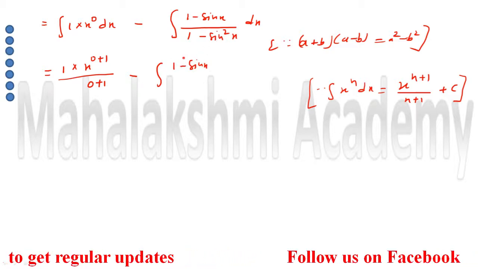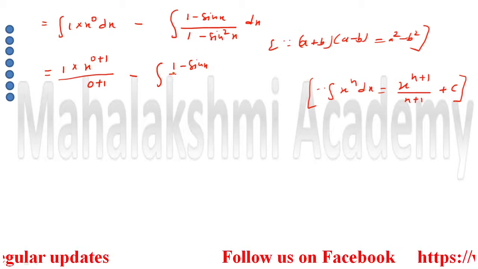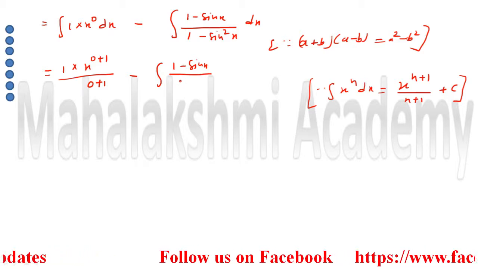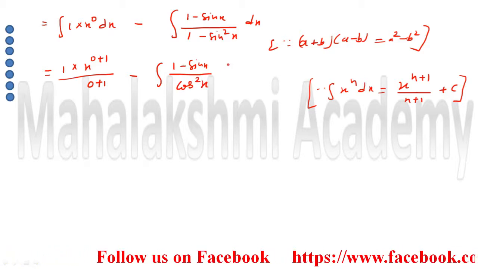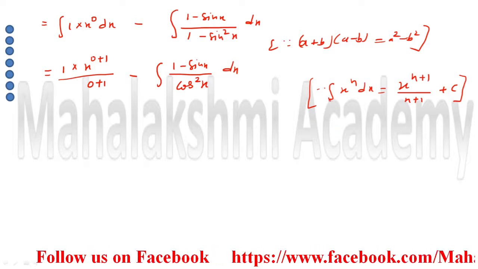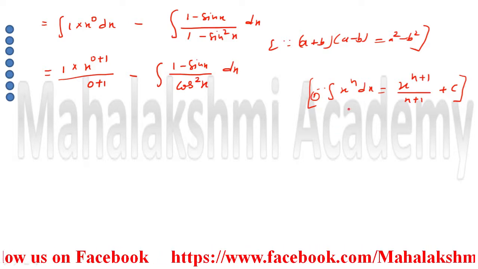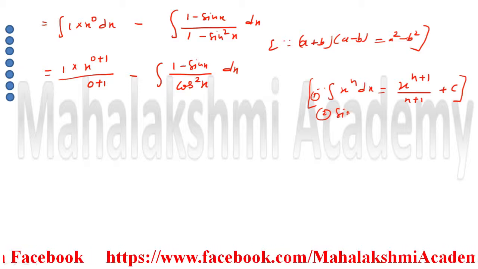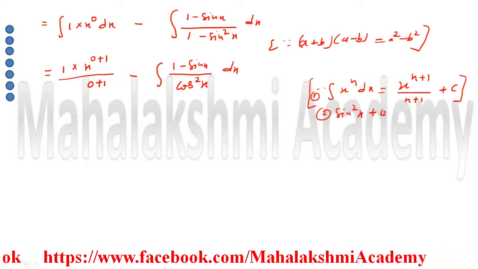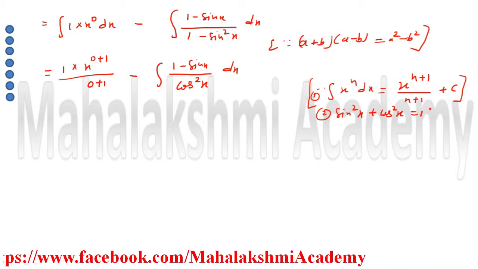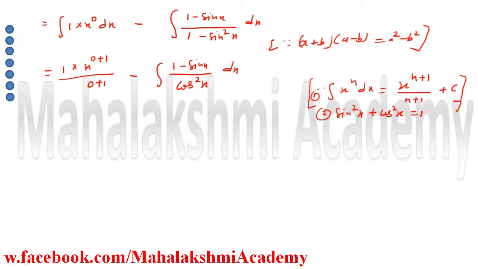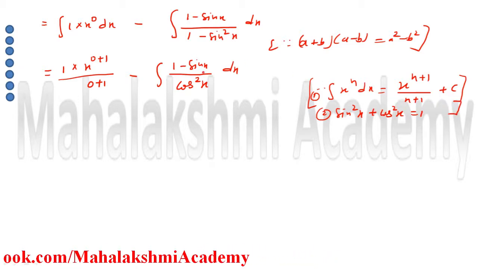Now 1 minus sin square x. What is the formula from 10th class identity? It is cos square x. So here we used two formulas. The first is the formula of integration. The second is the identity sin square x plus cos square x is equal to 1. So we used these two formulas here.